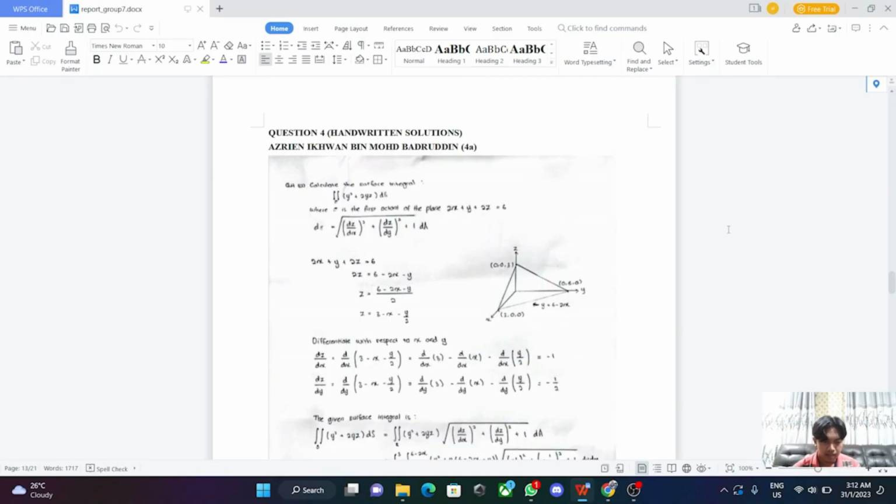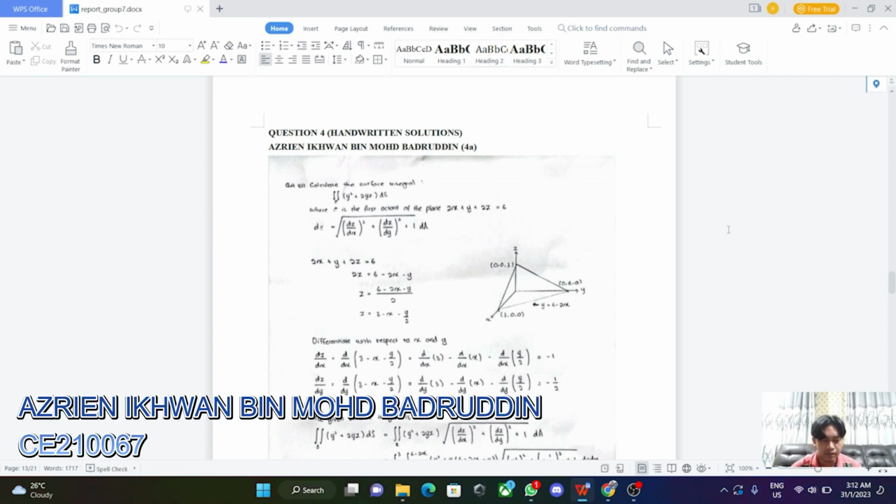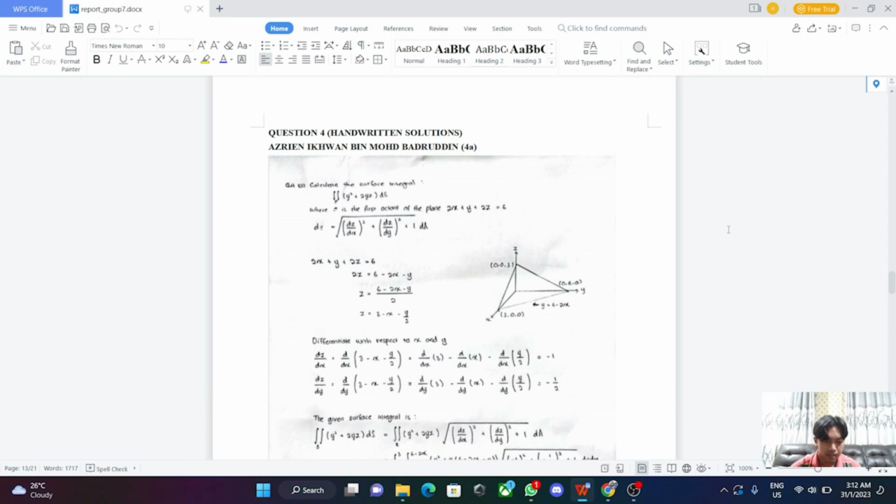Thank you. Assalamualaikum. My name is Azri Ikhwan, and today I'm going to tell about question 4a. For question 4a, we need to calculate the surface integral of y square plus 2yz dS, where sigma is the first octant of the plane 2x plus y plus 2z equals 6.